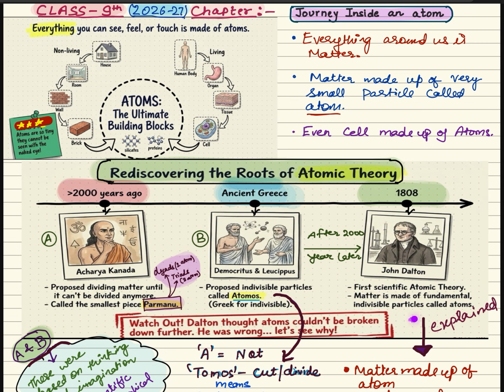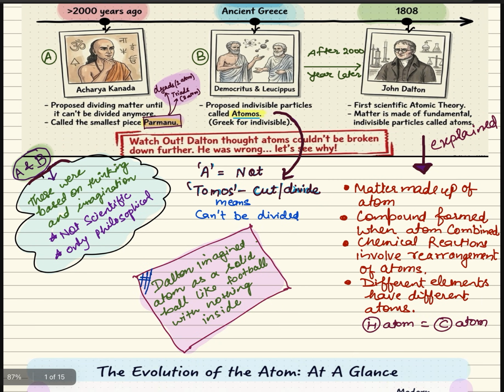He also said that matter is made up of fundamental individual particles, and he called them atoms. What did this theory explain? As per Dalton's theory, which he gave in 1808, matter is made up of atoms, and compounds are formed when atoms combine. Third point, chemical reactions involve rearrangement of atoms.